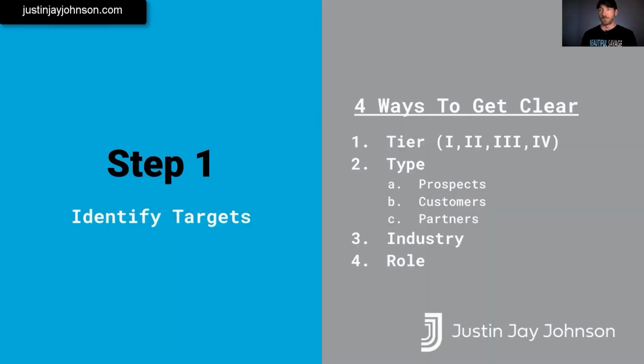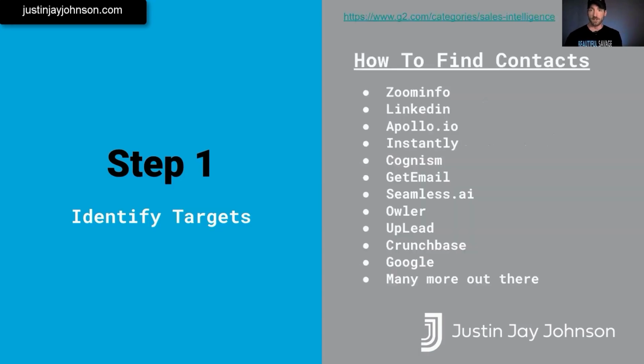So identifying the targets. 4 ways to get clear on who your targets are. Number 1 is tiering your accounts. If you don't know how to tier the accounts, I have another video that explains that. 2, identify which ones are prospects versus customers versus partners. It's going to completely change how you prospect and reach out to them. 3, industry. Segment them by industry because it's going to help you with your messaging. 4, what are the roles and the personas that you're going to be calling out to? Again, that's going to inform your messaging and help you with your prioritization.